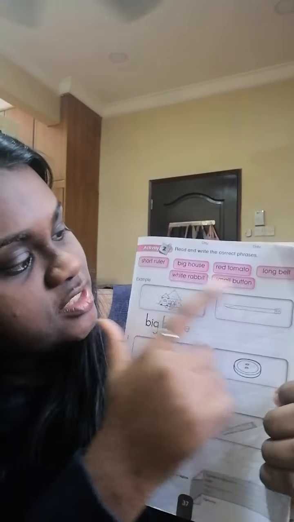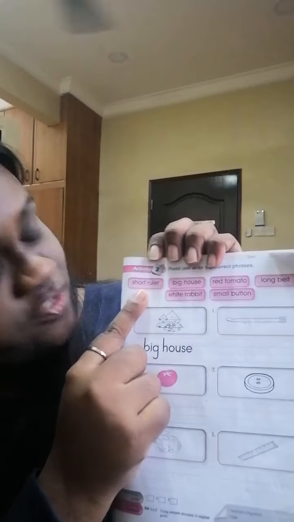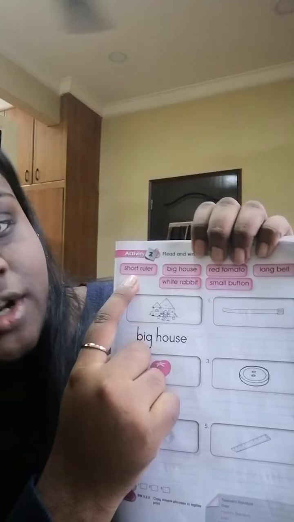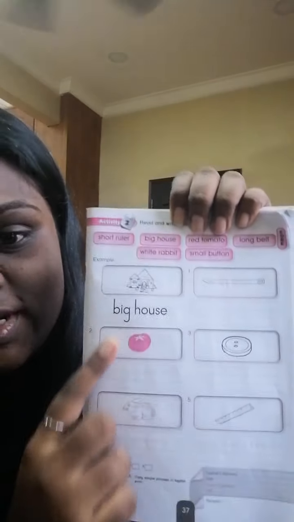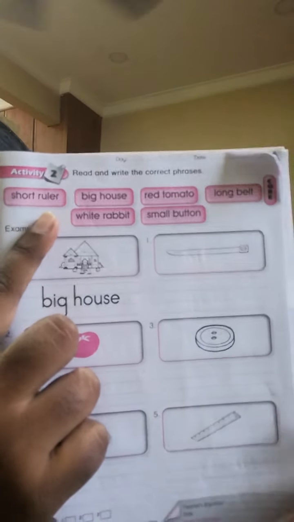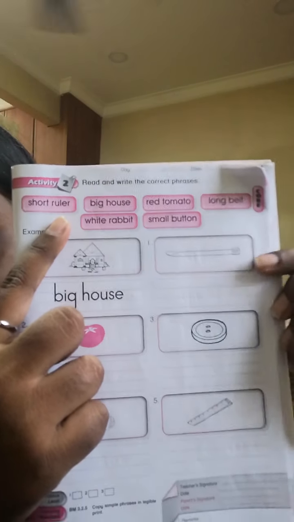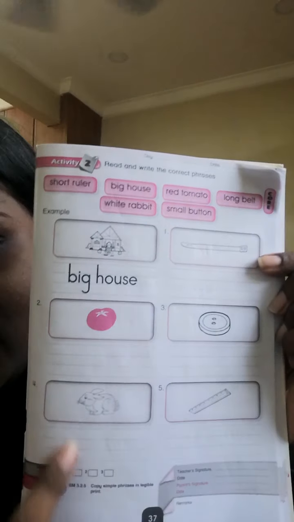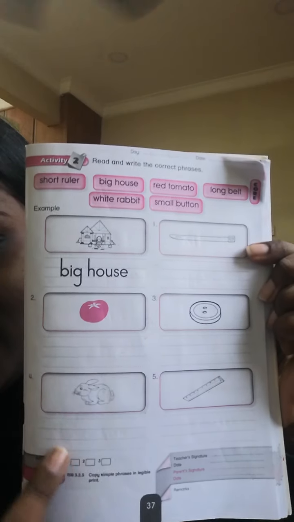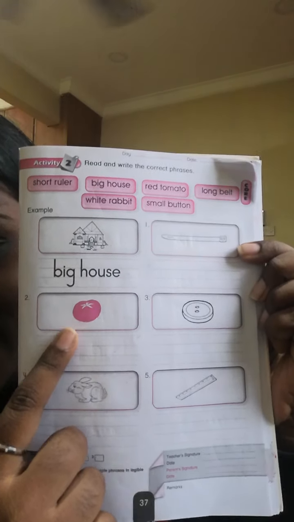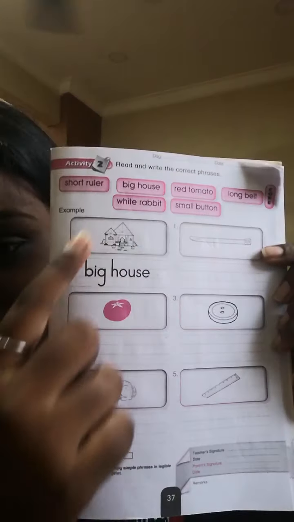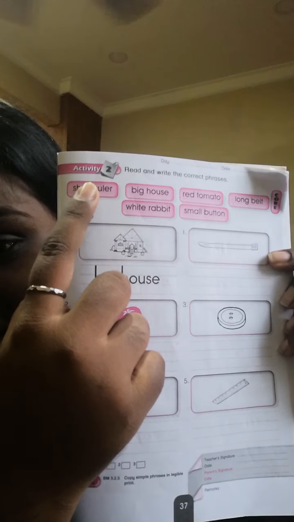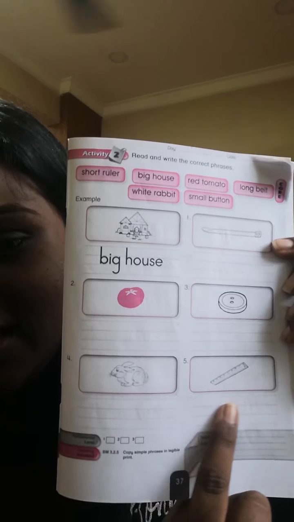So we look at the phrases first. The first phrase that is given is short ruler. What is ruler? Ruler is baris. Short ruler. Which of these pictures here show you a ruler? Is it this? It's this, right? So short ruler, you have to take this and you have to write it here.